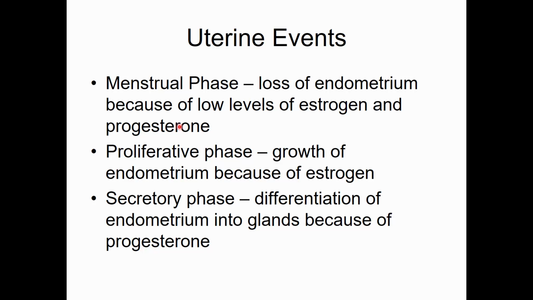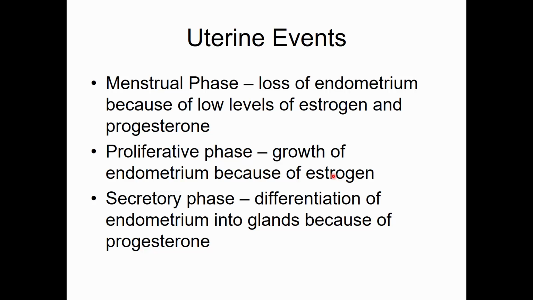The thing is, when estrogen and progesterone are low, then you lose the negative feedback inhibition on the hypothalamus, and GnRH goes up, and then FSH goes up. FSH then stimulates the follicle. The follicle then starts to produce estrogen. So then we go from the menstrual phase to the proliferative phase. Estrogen causes the cells in the endometrium to grow, and they grow in number, and the endometrium gets thicker.